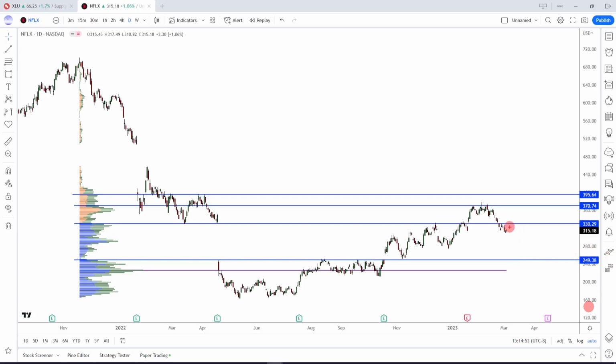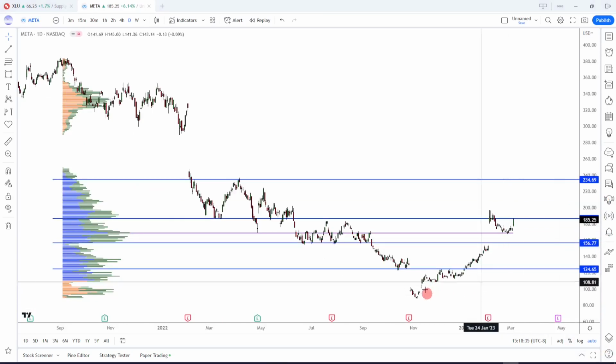Now, if it comes back up and gets back above the 330, then I could look for a potential long, swing back up to this 370.74 and possibly even trail it up to this 395. So those are the long and short scenarios for a potential swing trade on Netflix.